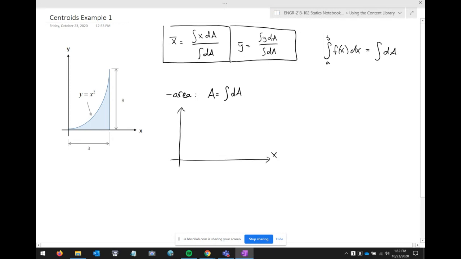So here's the x-axis, here's the y-axis, and let's say the shape looks something like that. Okay, and I want to determine the area under the curve where that's 3. So this is x equals 3, and this is x equals 0. And I want to determine all this area under the curve right here. That's what I want to determine. Okay, well, in order to do that, let's go back to basic calculus.